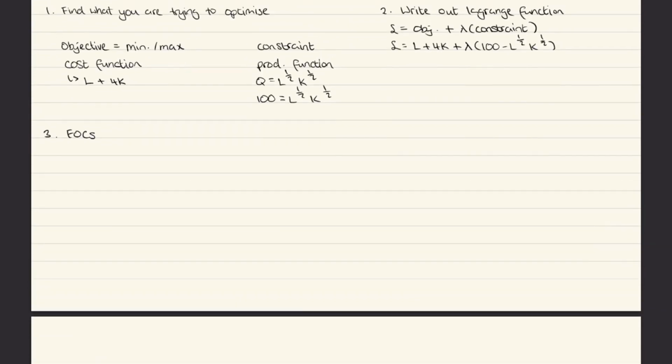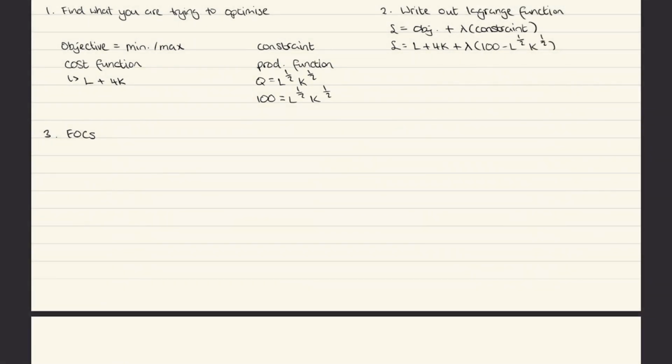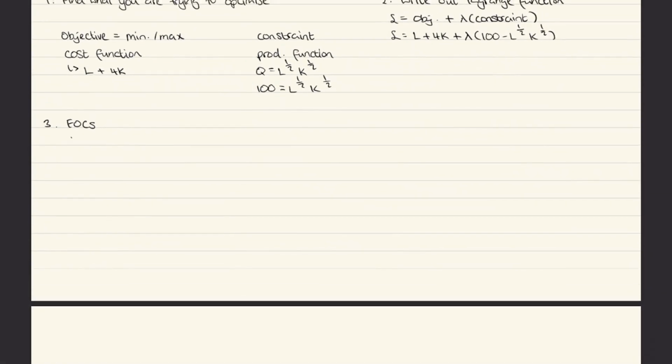So what you want to do is essentially do the partial derivative of L with respect to L, and with respect to K, and with respect to lambda. So what we get is the partial of L equals 1 minus a half lambda L to the minus a half multiplied by K to the half. Notice that this is all one part, so that's why the K is there and it's considered as a constant.